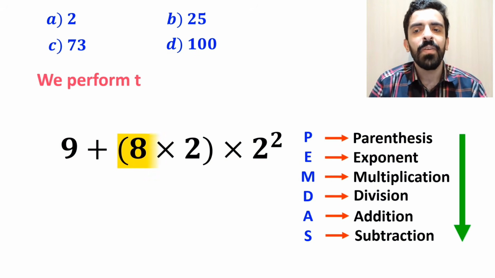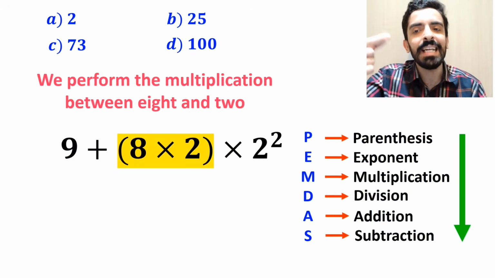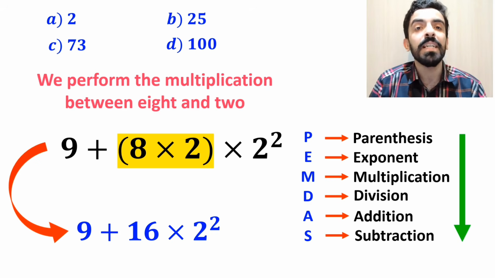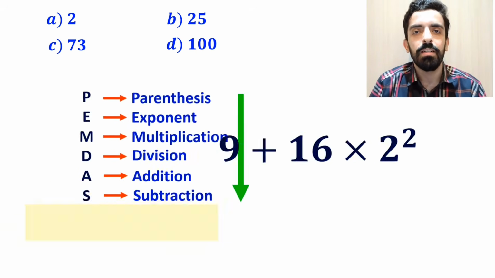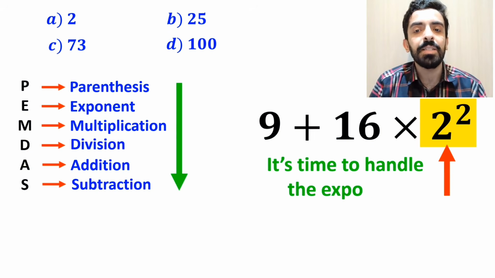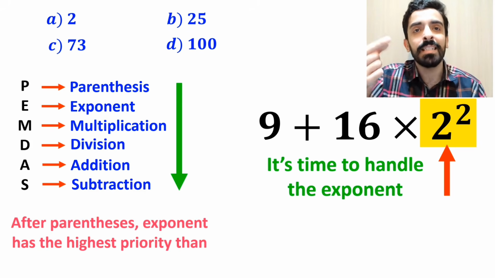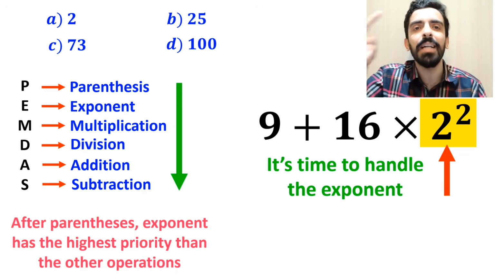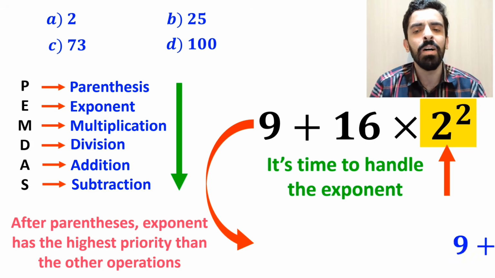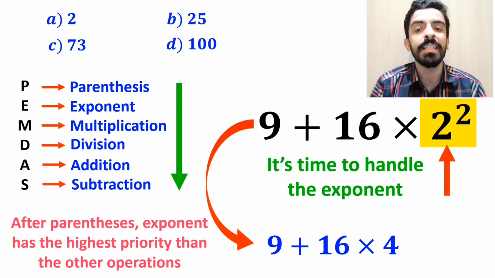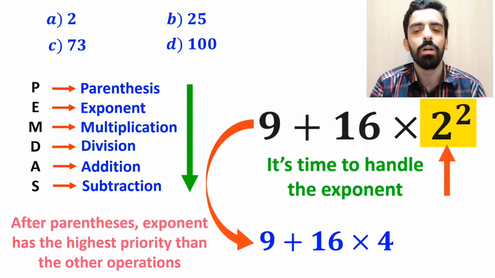In the next step, we perform the multiplication between 8 and 2 and write this expression as 9 + 16 multiplied by 2². In the following step, it's time to handle the exponent because according to the PEMDAS rule, after parentheses, exponent has the highest priority compared to the other operations. So, this expression becomes 9 + 16 multiplied by 4.